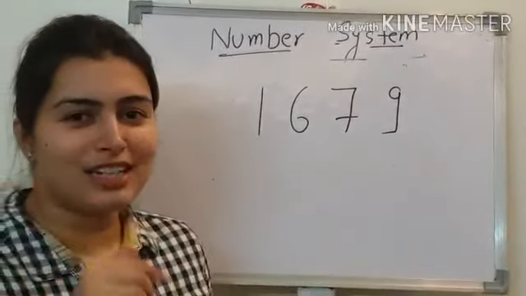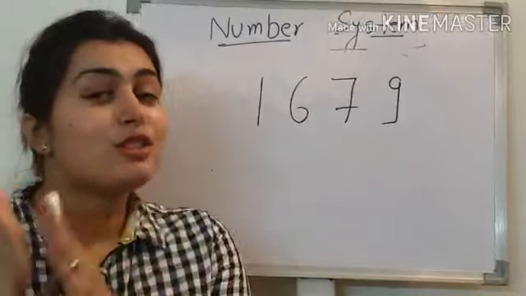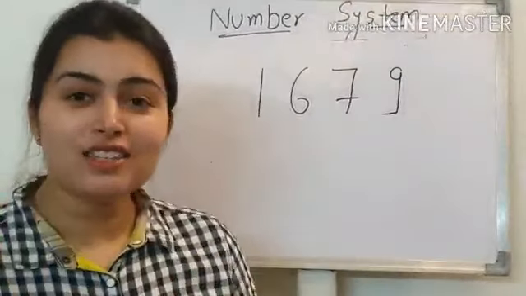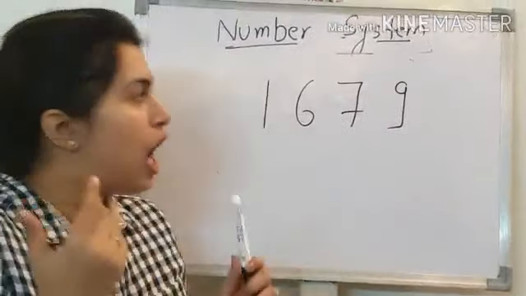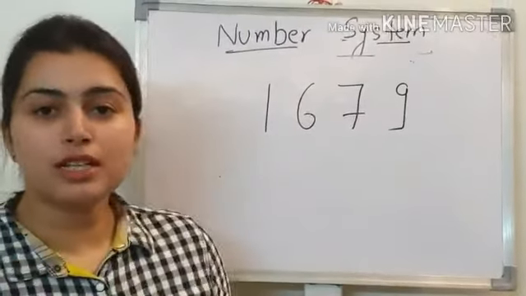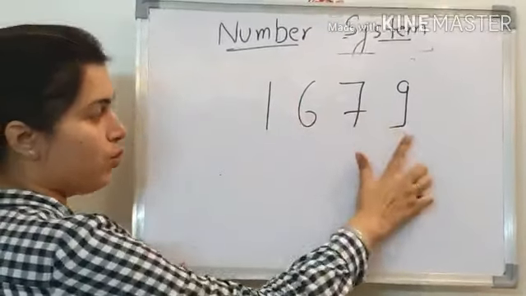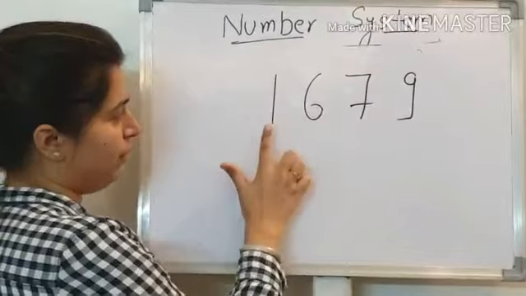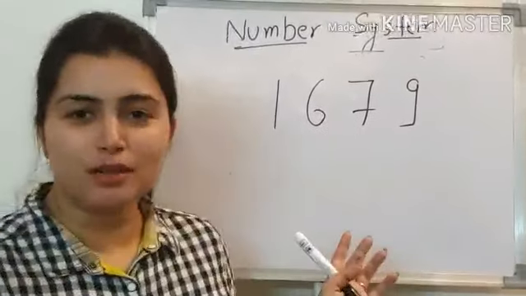Yeah, I heard it correctly. Somebody said 4 digit. Students, clap for yourself. Yes, the answer is a 4 digit. So how do you calculate that it is a 4 digit number? Okay, how? 1, 2, 3, 4. So yes, it is a 4 digit number.